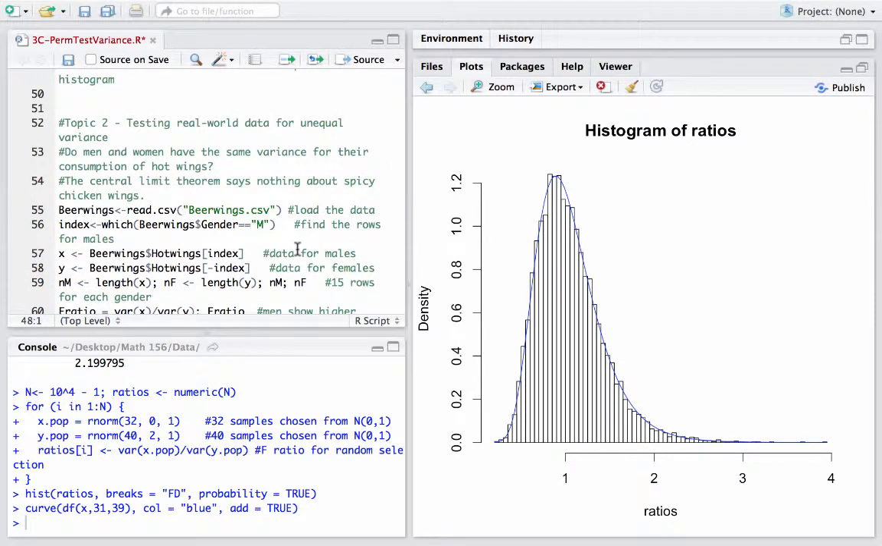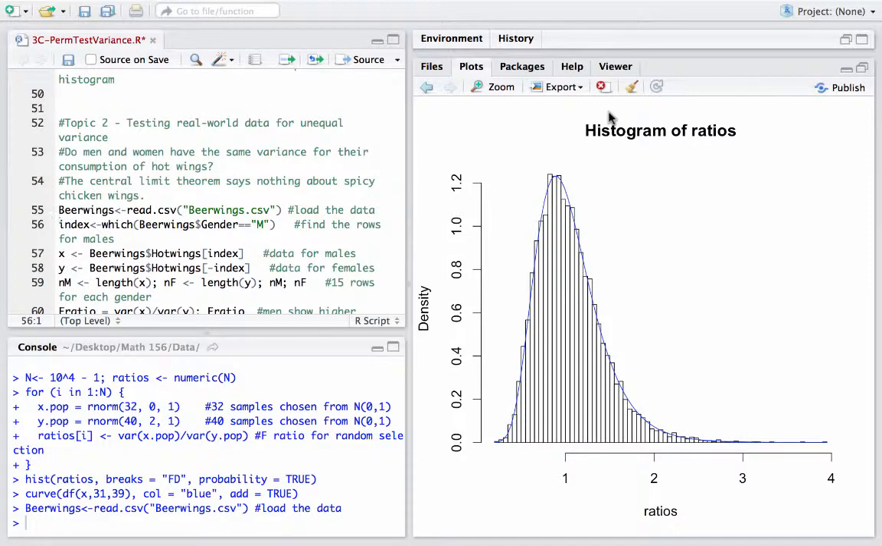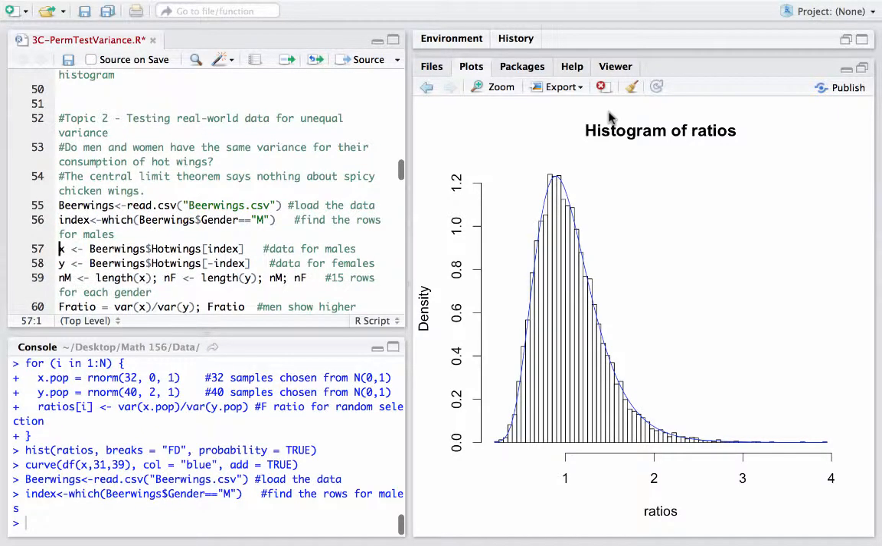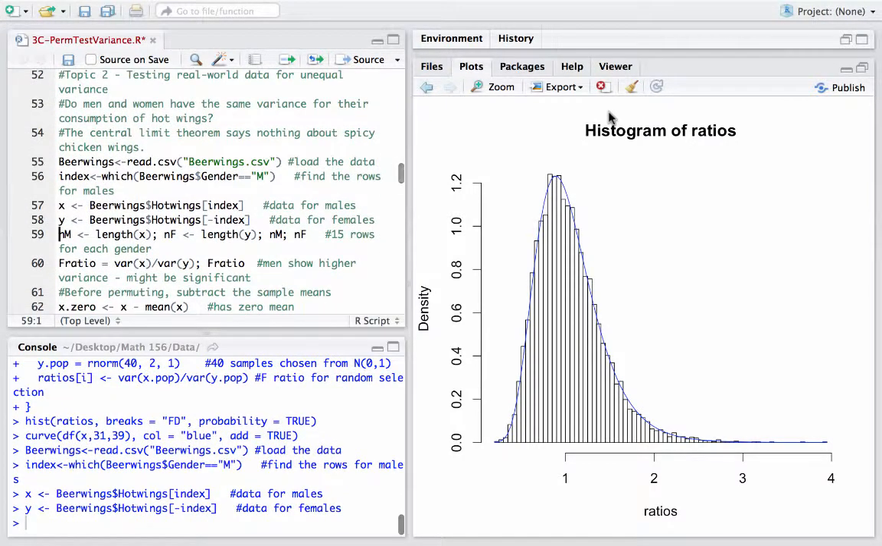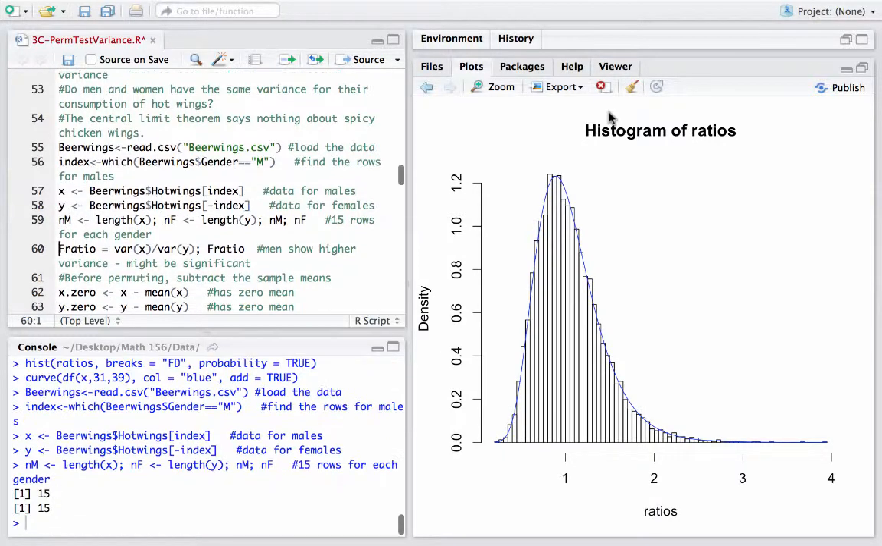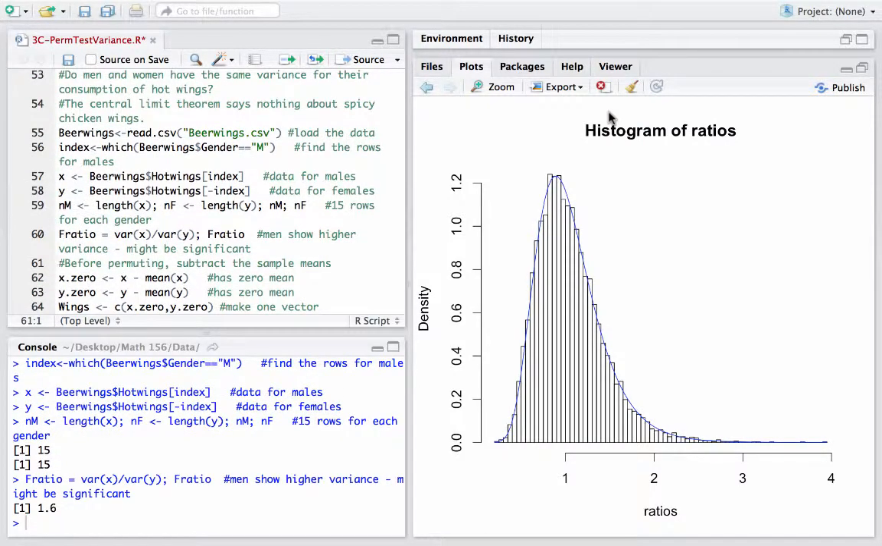Okay, so let's throw out the toys and bring in some real-world data, and we'll see why the nice, neat classical tests kind of break down. So let's read in beerwings.csv. This should be a familiar data set by now. And we're going to grab all the rows that are men. So we're going to store an index, which is beerwings gender == M. Manually split this to get x and y, x being males, y being females. Use the length function to figure out how many men and how many females there were in the sample, 15 each. And we'll compute our F ratio for this data.